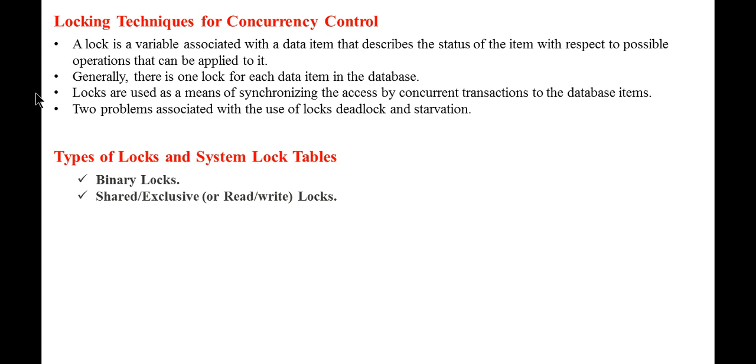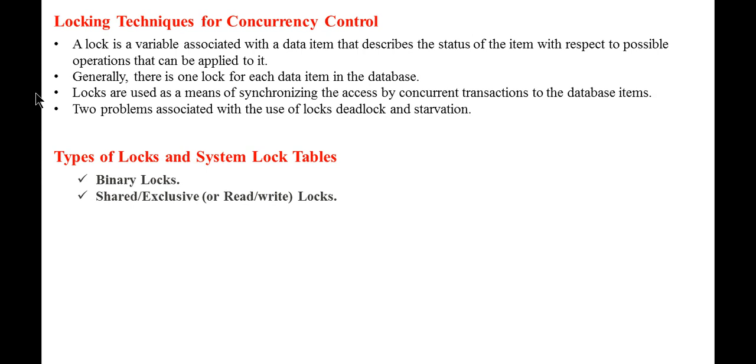A lock is a variable which is associated with every data item in the database. So every data item is associated with a variable. The variable is called a lock, right? Generally, there is one lock for each data item in the database, and locks are used as a means of synchronizing the access by concurrent transactions to the database items.